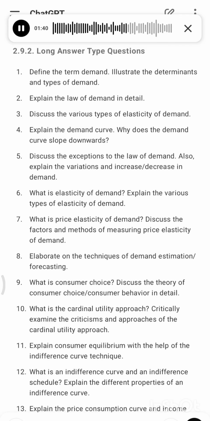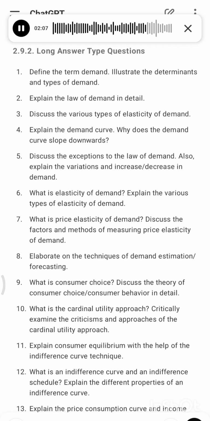Also explain the variations, increase and decrease, in demand. 6. What is elasticity of demand? Explain the various types of elasticity of demand. 7. What is price elasticity of demand? Discuss the factors and methods of measuring price elasticity of demand. 8. Elaborate on the techniques of demand estimation and forecasting. 9. What is consumer choice? Discuss the theory of consumer choice and consumer behavior in detail.